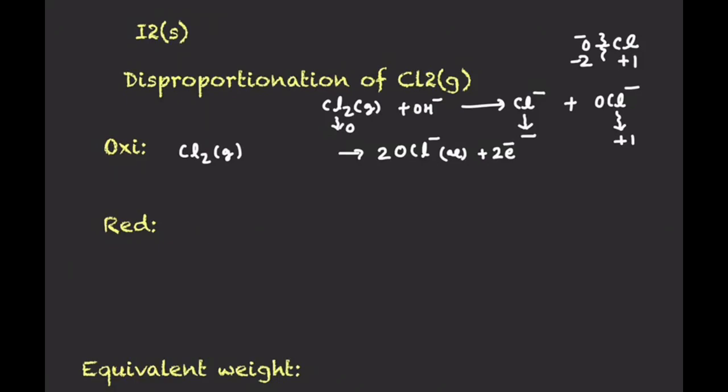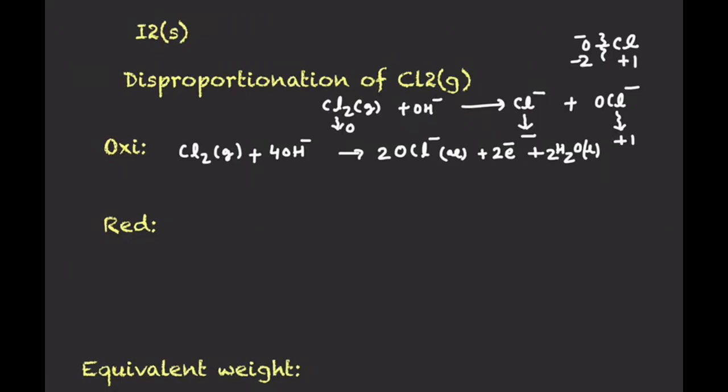In basic medium we can balance the charge. On the left hand side we can add 4 times OH minus, so charge is balanced. Now we have to balance hydrogen and oxygen atoms, whose oxidation number is not changing. In order to balance hydrogen, since the reaction is taking place in aqueous medium, we can add 2 water molecules. So this is the balanced oxidation reaction. On the left hand side chlorine atoms are 2, hydrogen atoms are 4, and oxygen atoms are 4. On the right hand side we also get the same thing.